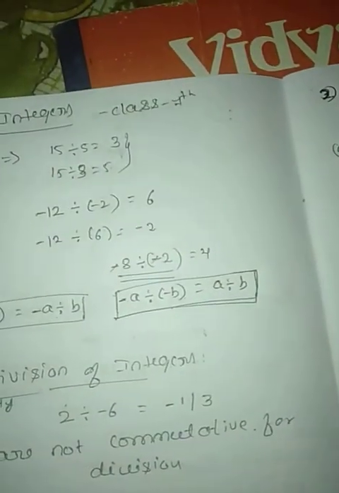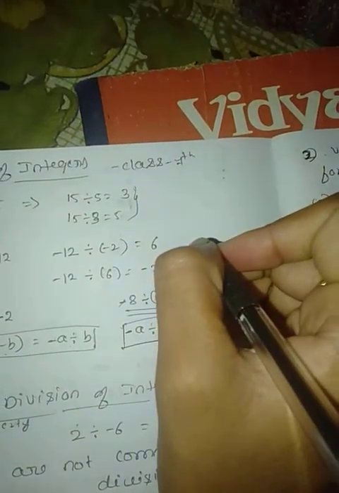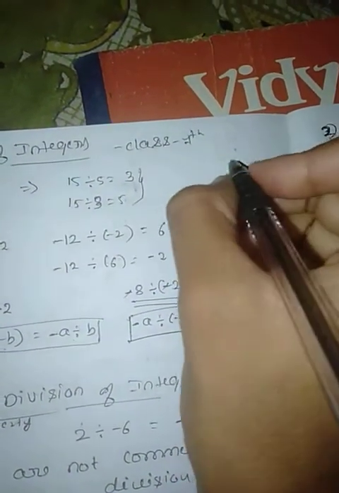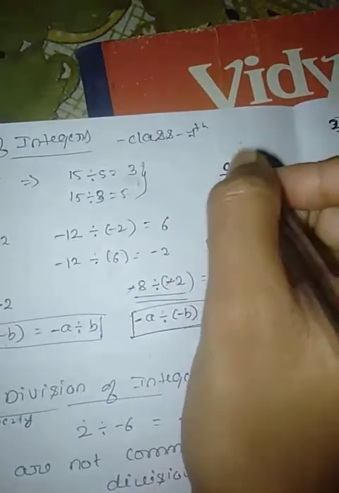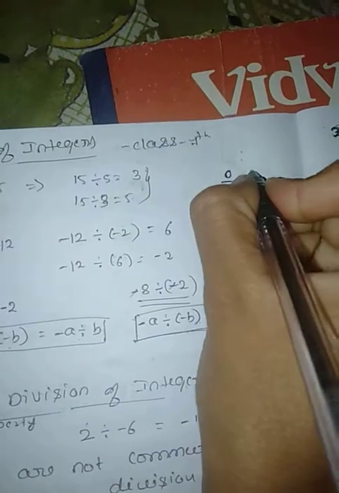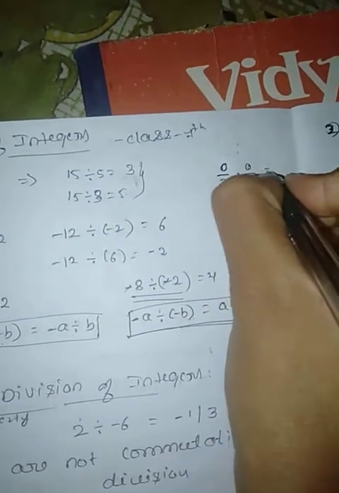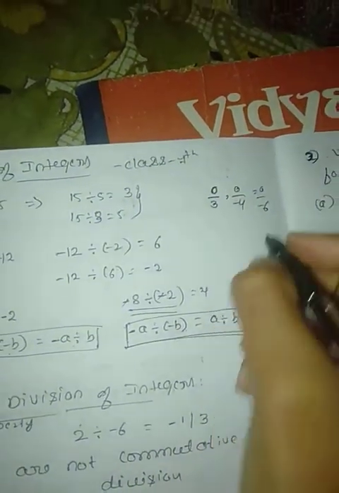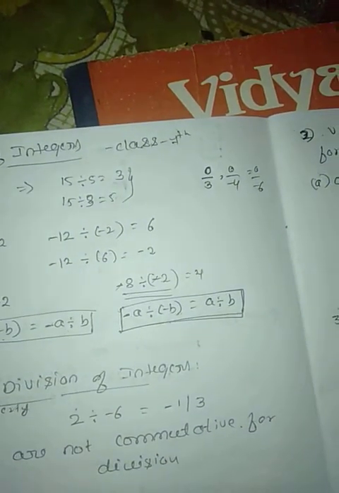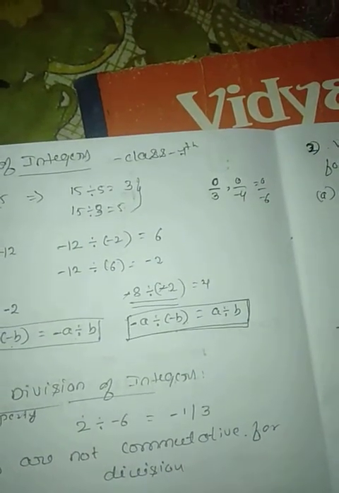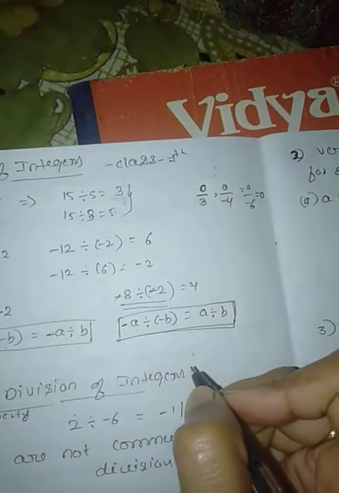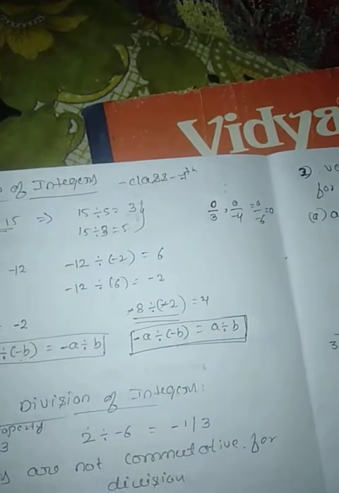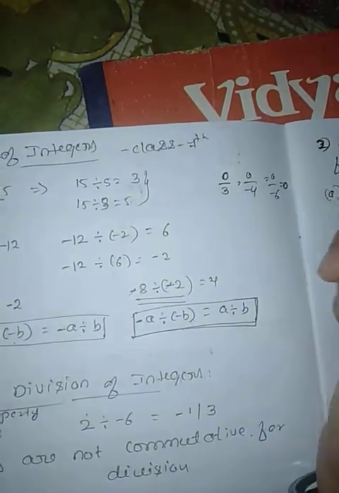So see here, if I take 0, we know that integers include negative, positive and 0. If 0 is divided by any integer, for example 0 by 3, 0 by minus 4, 0 by minus 6, what will be the answer? The answer is 0. If 0 is divided by any number, we will get 0.